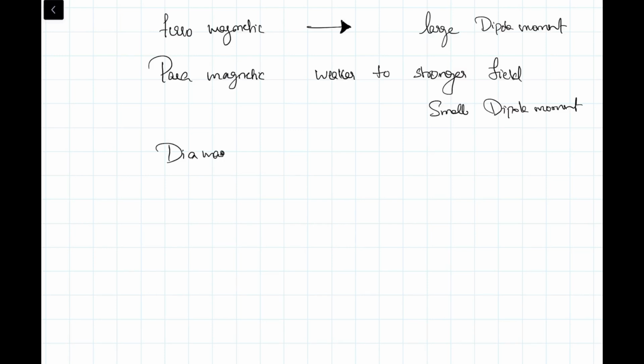This is something which you should know. Diamagnetic substances move from stronger field to weaker field. And how does that happen? We have studied the other cases of magnetism like ferro and para, but for something that moves from stronger field to weaker field, how exactly is the physics happening? So let's check the diamagnetic substances.